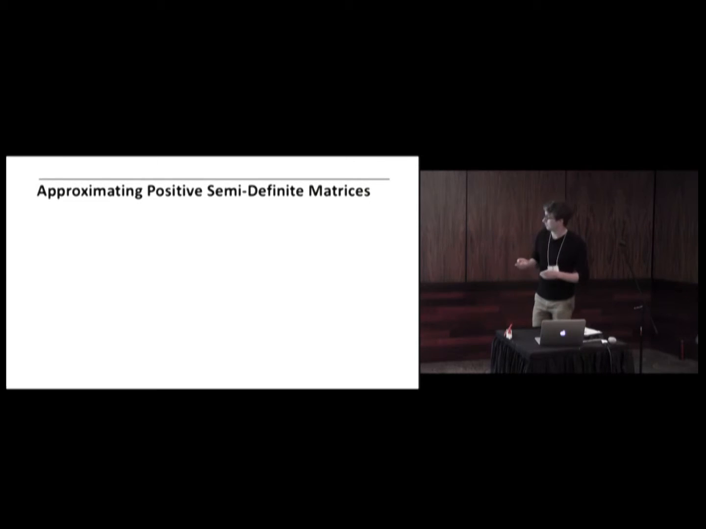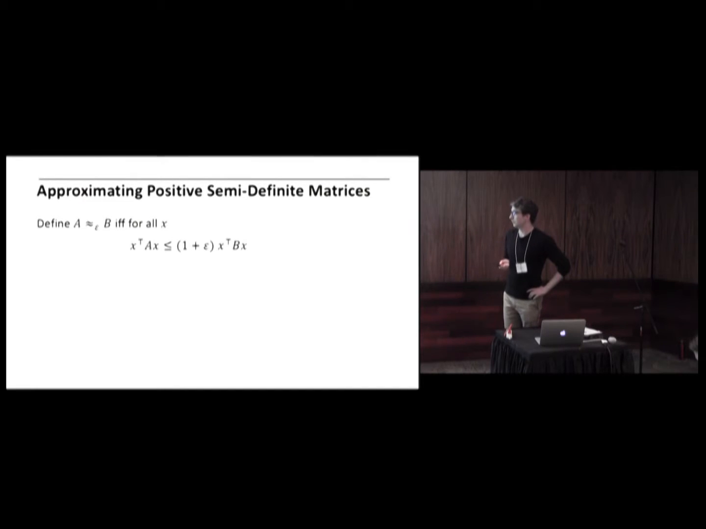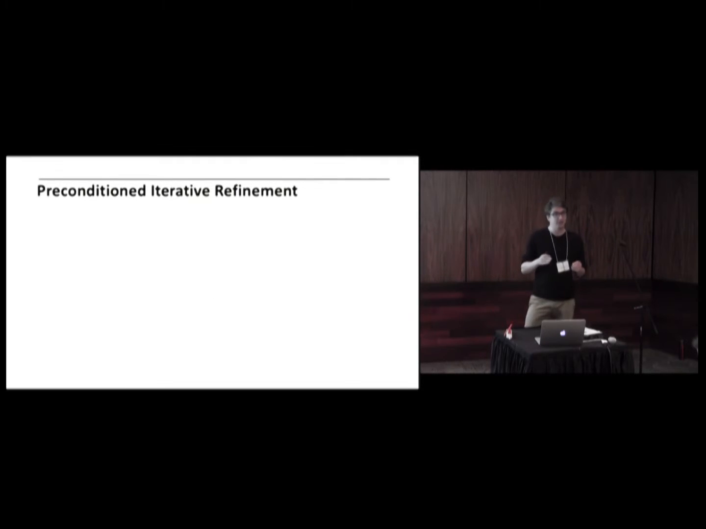Okay, so we saw a notion of approximately solving a linear system. Now we want to talk about approximating PSD matrices. We'll say that two PSD matrices, A and B, are epsilon approximately equal if for all vectors x, x transpose Ax, the quadratic form in A, is less than 1 plus epsilon times the quadratic form in B, and also the other way around: the quadratic form in B is less than 1 plus epsilon times the quadratic form in A. Then we'll say the matrices are approximately equal.